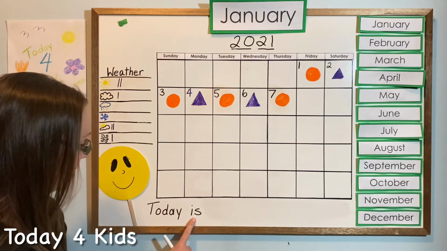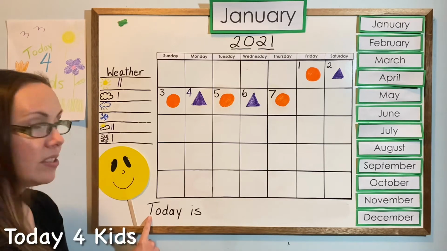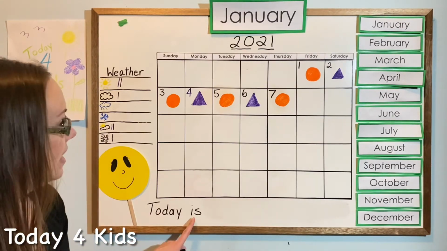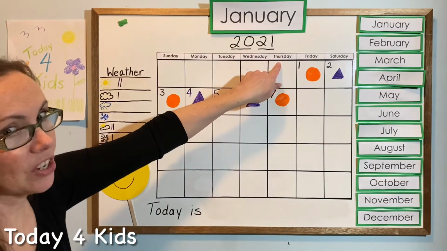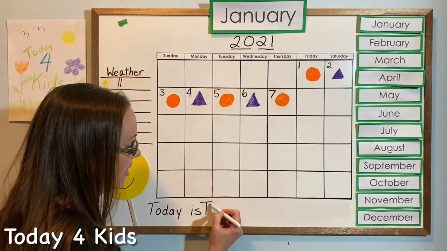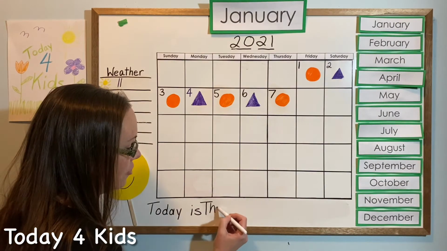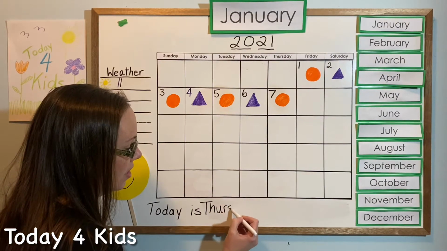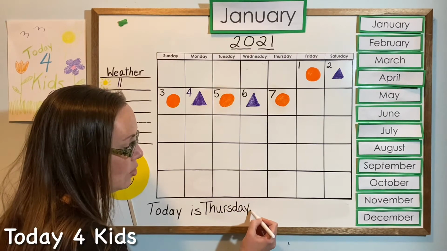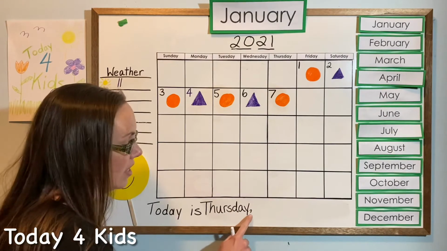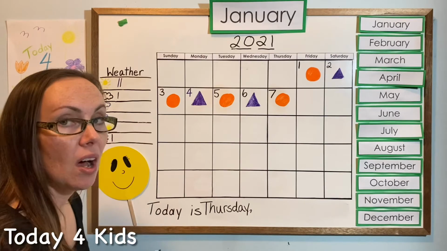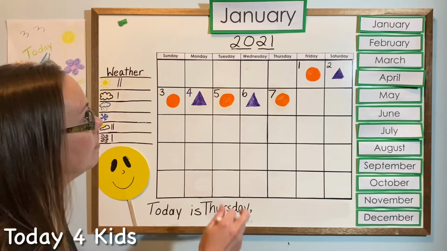is. That's right. So today has a capital T because it's the first word in our sentence. So today is Thursday. And we always put a capital on Thursday because it is a day of the week. And then I'm going to put a comma. Do you remember the comma? It's a little dot and then a little hook down. And that tells us to pause in our sentence and that something else is coming.